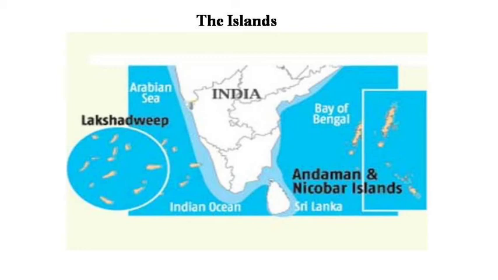Around 500 islands are there in the Andaman and Nicobar Island region. And the Lakshadweep, 36 islands are only there. And the capital of Lakshadweep is Kavaratti, and the capital of Andaman and Nicobar Islands is Kavaratti.